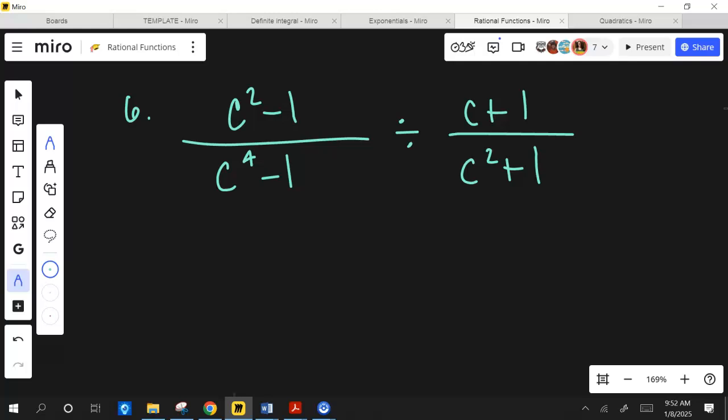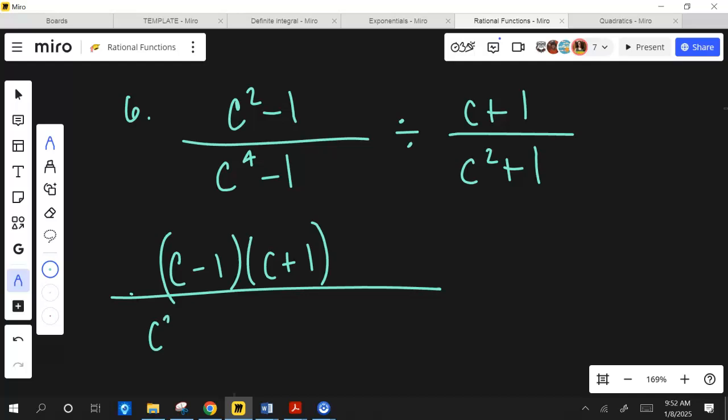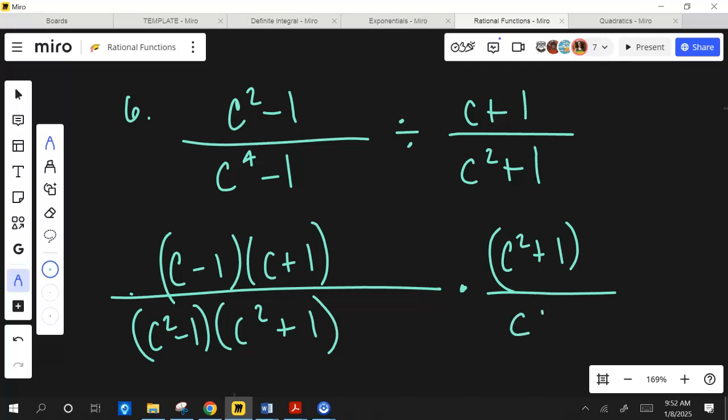All right, so first thing I'm going to do is factor, and I'm going to write these separate because I'm also going to go ahead and change this to multiplication and flip it, right? It's going to make my life a lot easier. So I've got up top difference of squares, c minus 1, c plus 1. Does that confuse anybody? All right, bottom. C squared minus 1, C squared plus 1, times, and I'm going to flip over, C squared plus 1 over C plus 1. Now, could I technically start canceling out? Sure, I could, but we're not done factoring.